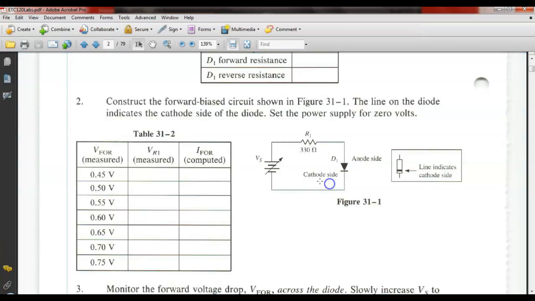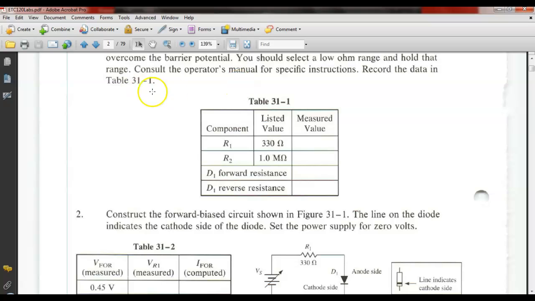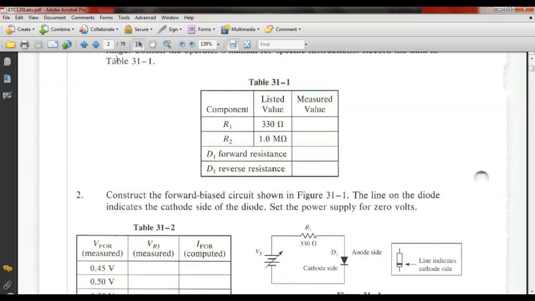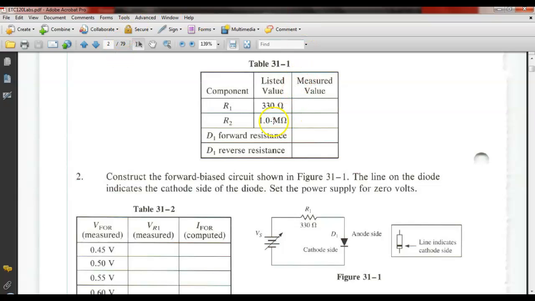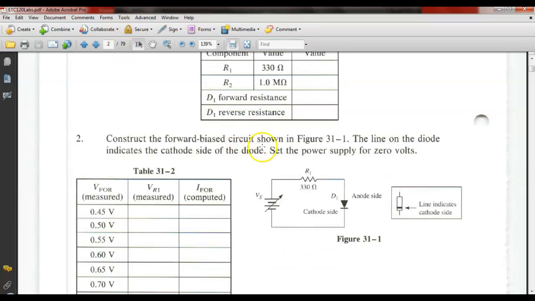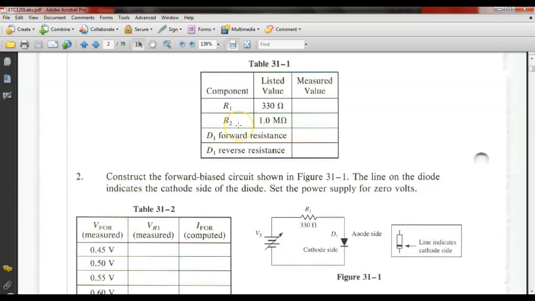So what you're going to do, of course, we're not going to do any of this up here. It doesn't make any sense to measure resistors. We know right now that these resistors are plus or minus 5%. If you measure them, it's not going to make that much difference in your math anyway. 1 mega ohm, you don't need one of those. That's for my circuit. And here you just need to record the forward and reverse voltage, not the resistance.